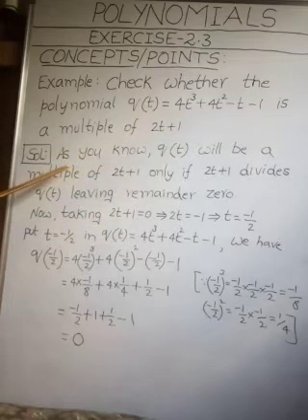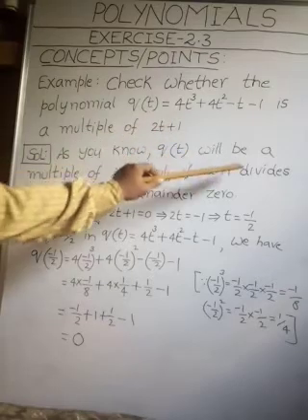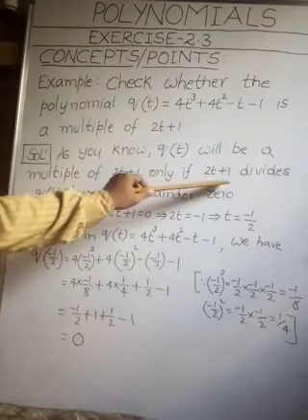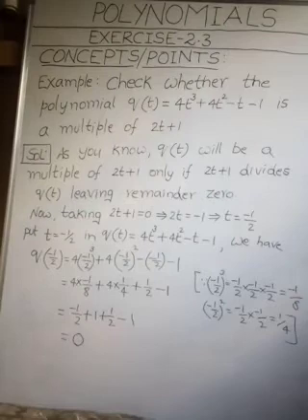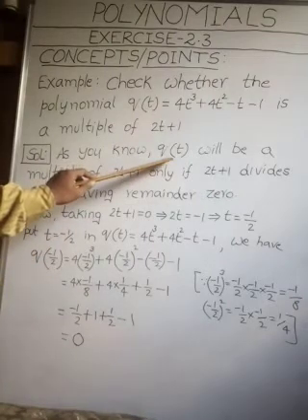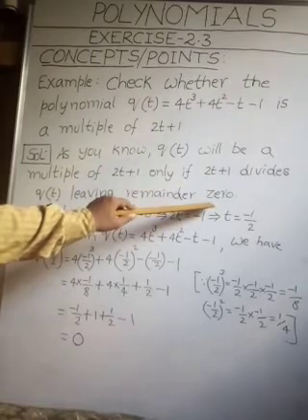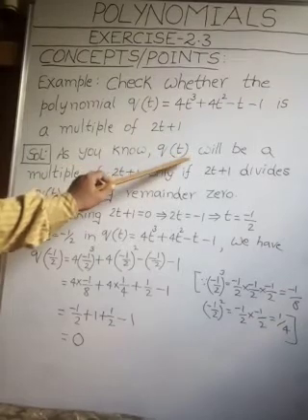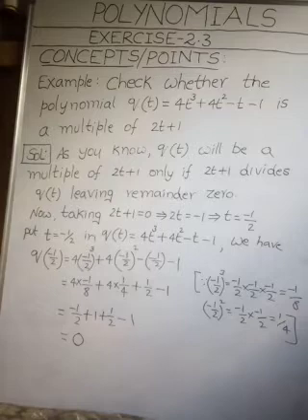Come to the solution part. As you know, this polynomial will be a multiple of 2t plus 1 only if 2t plus 1 divides q of t, leaving remainder 0. If you divide this polynomial by that polynomial and you get remainder 0, in that case only we can say that it is a multiple of that polynomial. So indirectly here we have to find the remainder.